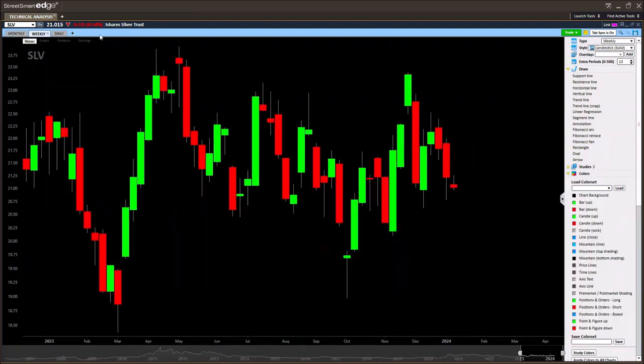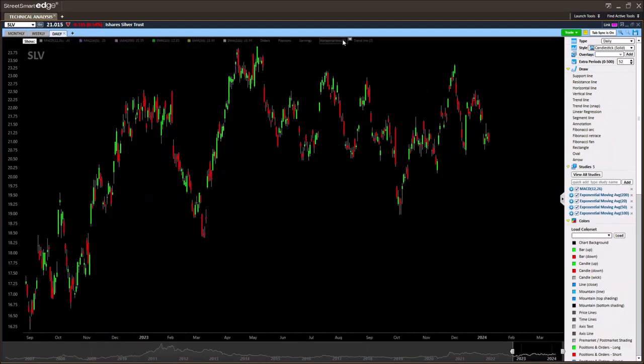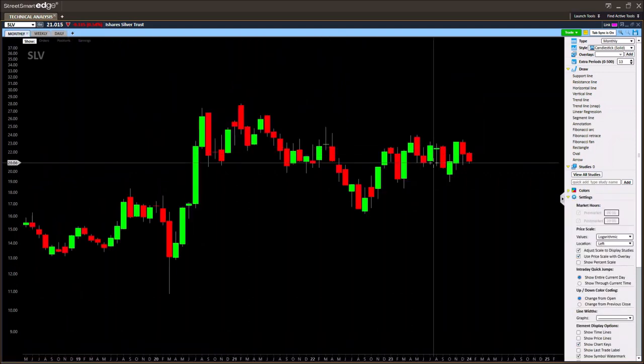Let's remove this rectangle. Let's make sure we got as clean of a chart as possible, just for the sake of the technical analysis we're going to do here. So the first thing I do is I start with the monthly. I look at the price action. Where are we trending? Down, up? Are we going sideways? What kind of market is silver experiencing?